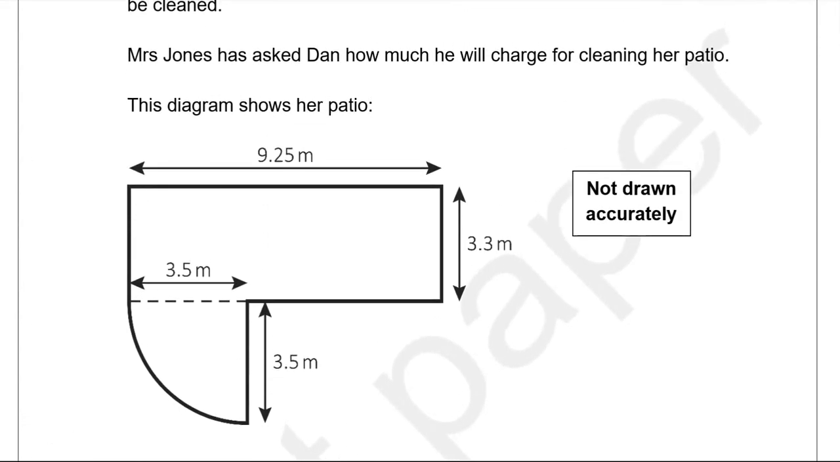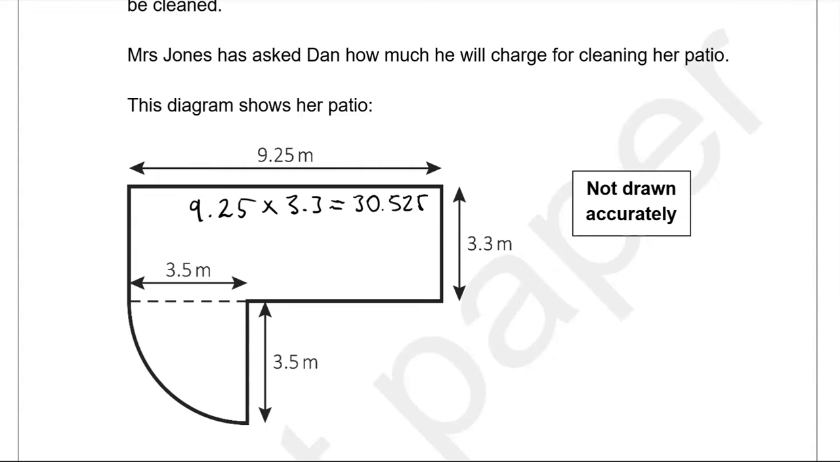So we've got this rectangular area which we can work out the area of quite easily. So go 9.25 times 3.3, which gives us 30.525.